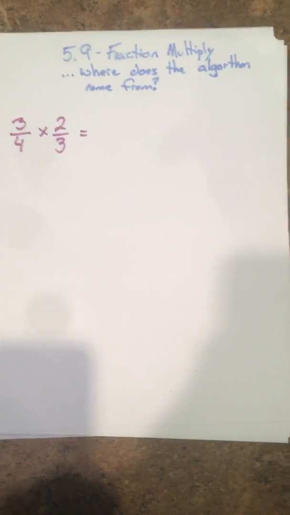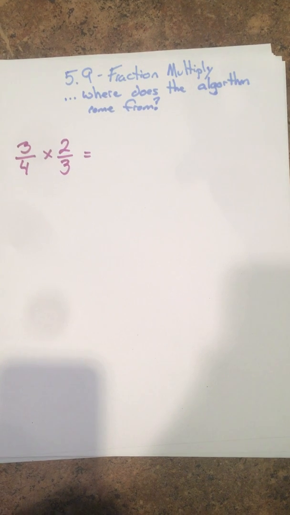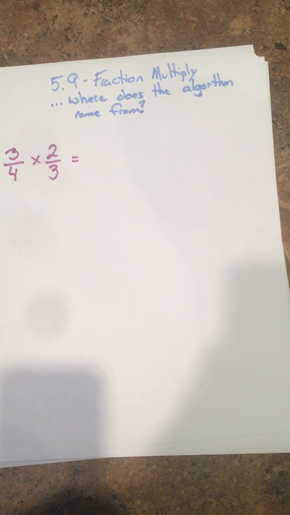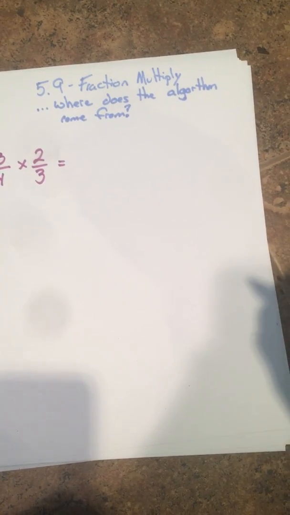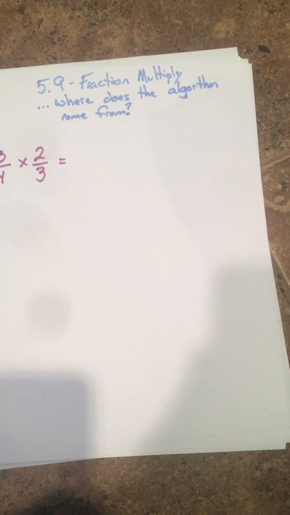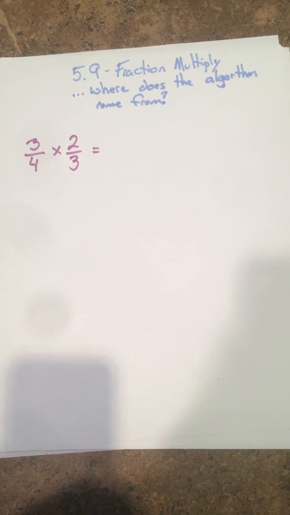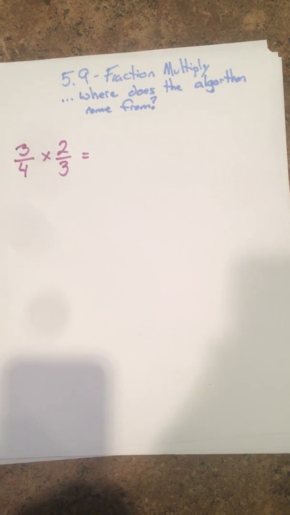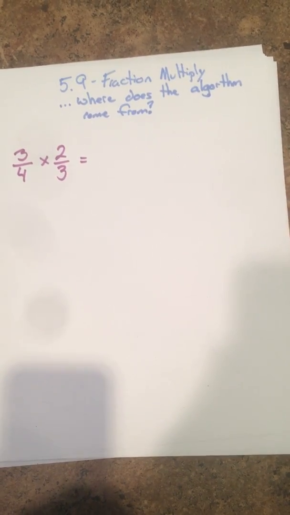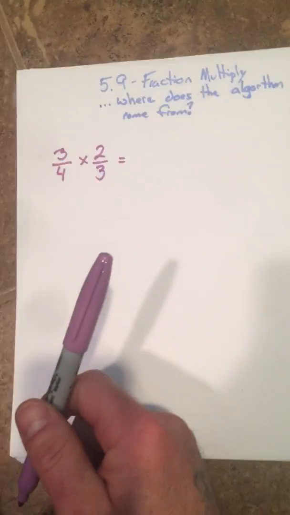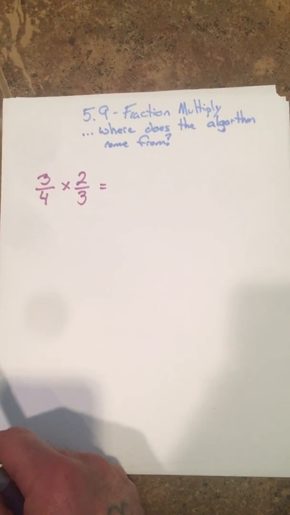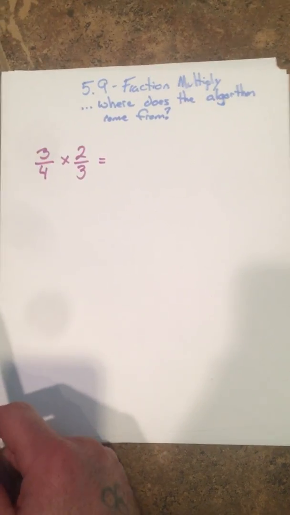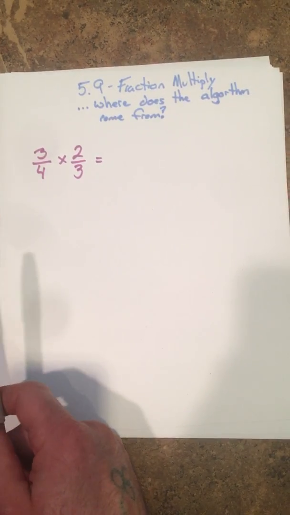Your goal today, as I posted on your checklist and on your calendar, is to figure out how to use the algorithm, how it works, and most of all, where this algorithm comes from. In this video, I'm going to go through that goal with the question 3/4 times 2/3. Just because we're away from school, I don't want you to lose your reasoning and your logic. That is our number one skill that we are developing, and most important as a problem solver and as a thinker.